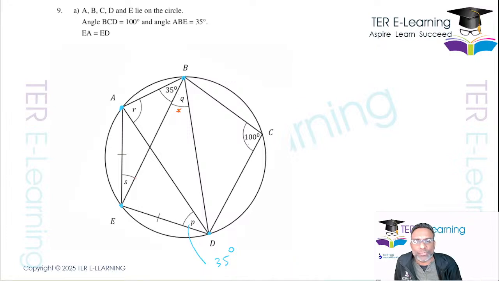All right, now here's what I'm going to do. I'm going to put in angles that we should know, right? Based on the fact that this length here is equal to this length here, I know that this angle here has to be 35 as well, right? So this angle here has to be 35, right? This angle here has to be 35. What else do we know?